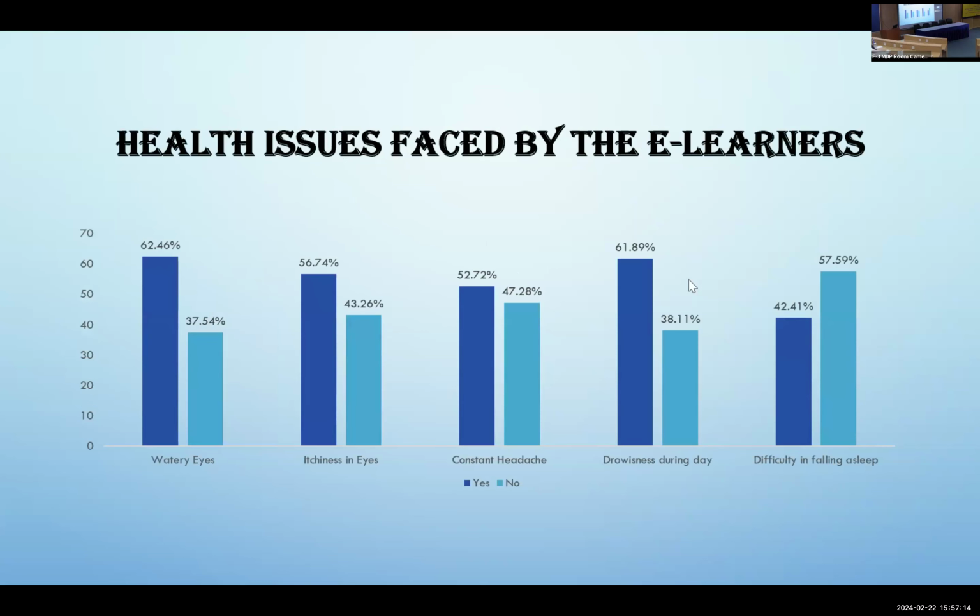Now the health issues, which were the main thing the e-learners were facing: watery eyes, which many of them, 62.46%, were facing, itchiness in eyes was 56.7%, constant headache was 52.72%, drowsiness during the daytime was 6.89%, and difficulty in falling asleep was 42.41%.